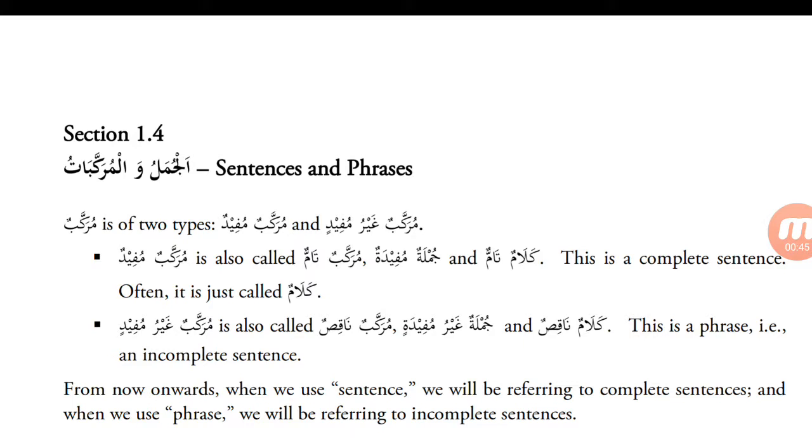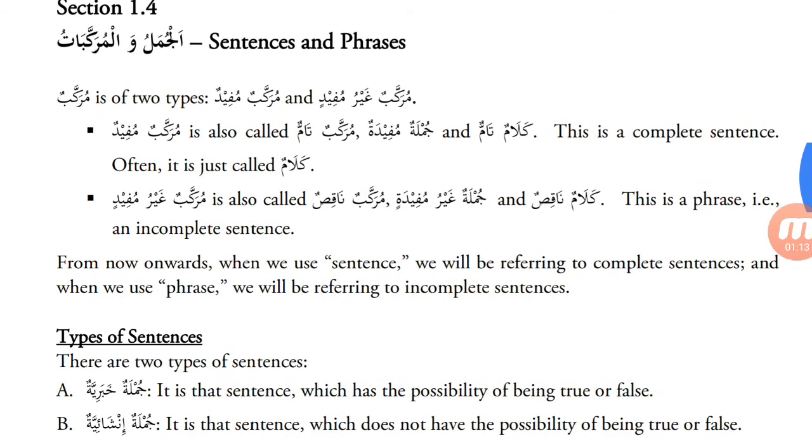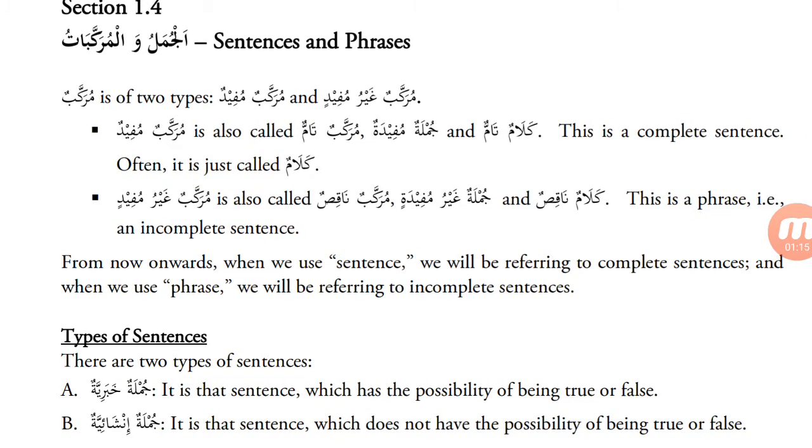This is a complete sentence. Often it is just called Kalam. Murakkabun Ghayr Mufid is also called Murakkab Naqis, Jumlah Ghayr Mufidah, and Kalamun Naqisun. This is a phrase, an incomplete sentence. From now onwards, when we use sentence, we will be referring to complete sentences, and when we use phrase, we will be referring to incomplete sentences.